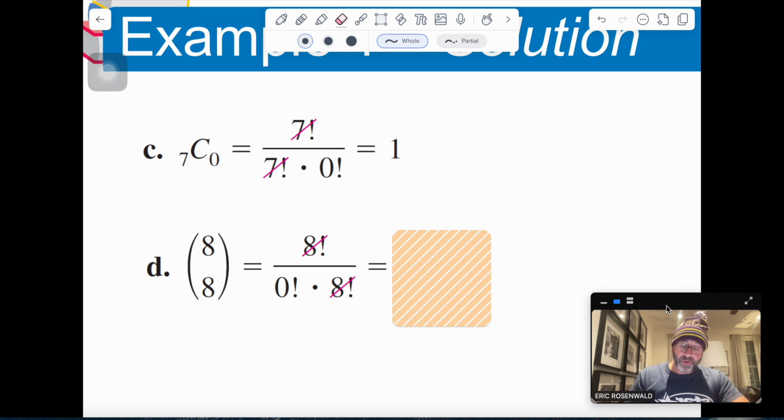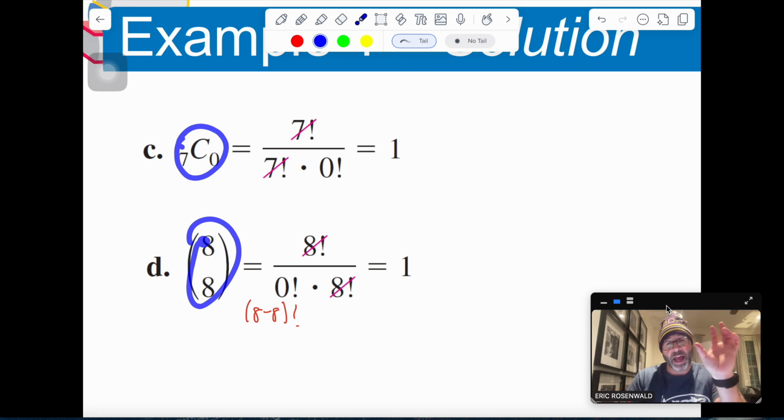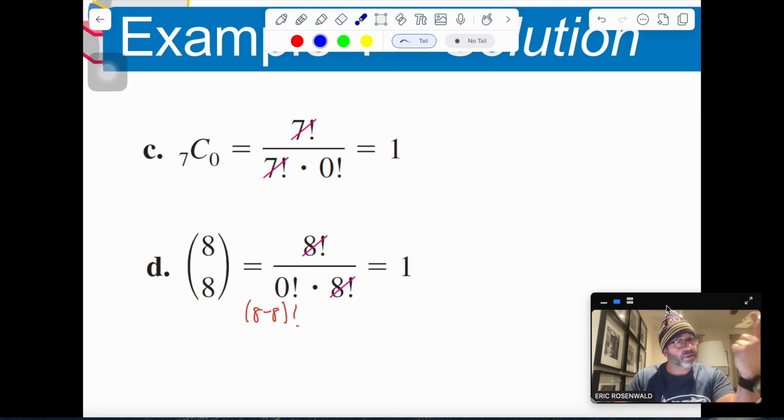And then when I have 8 and 8, 8 for n, 8 for r, we're going to have 8 factorial divided by 8 minus 8 factorial. Remember, this is an 8 minus 8 factorial because n minus r. That gives us that 0 factorial. And then we're going to have a 1 again. So these two are going to end up being exactly the same always. If we share the same value for n as we do r, it's a 1. And if we have a 0 embedded in there, it's a 1.